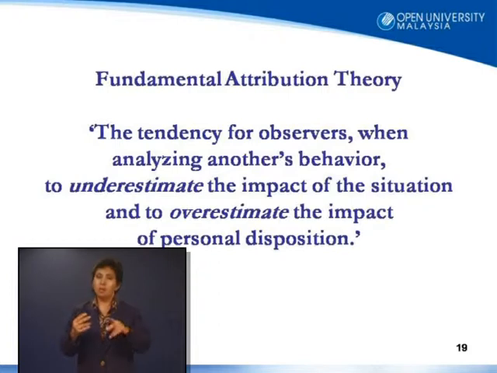Now let's look again at some of the definitions. Fundamental attribution error is the tendency for observers, when analyzing another's behavior, to underestimate the impact of the situation and to overestimate the impact of personal disposition. So we underestimate the situation and we overestimate the person.